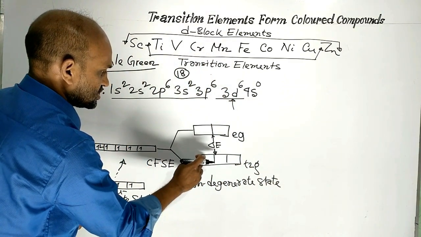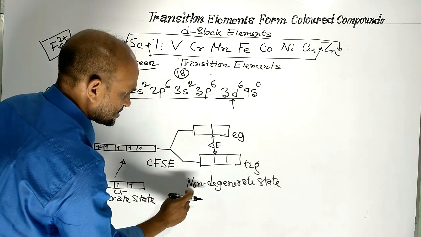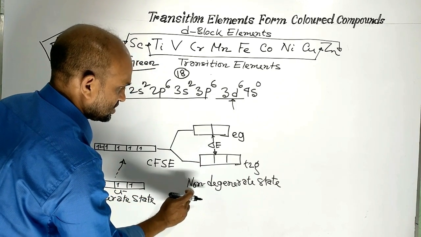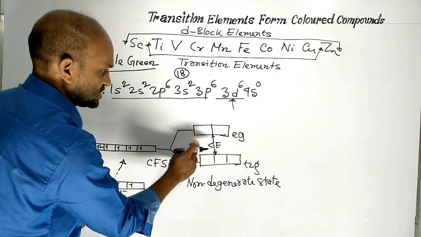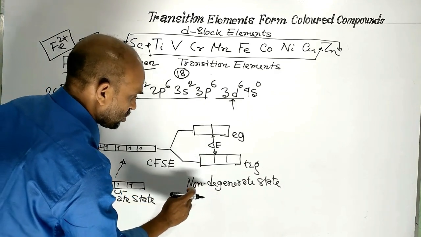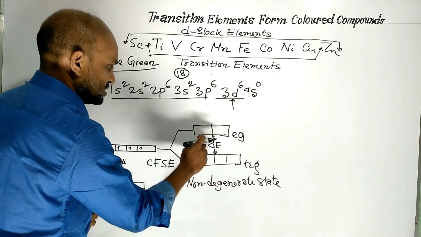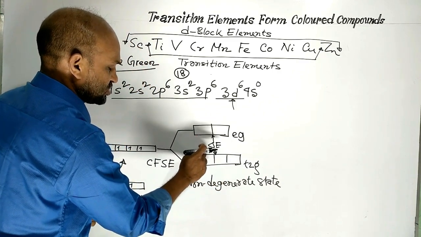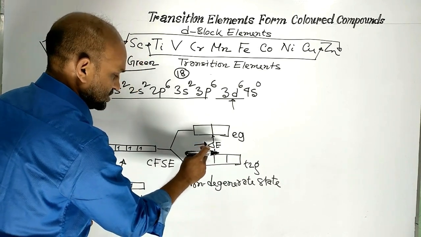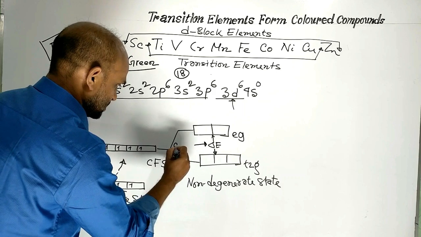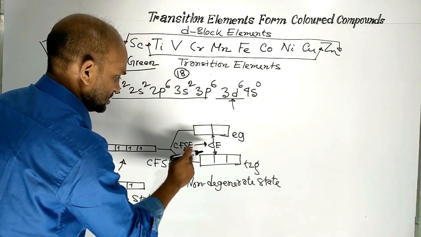Orbitals with different energies are called the non-degenerate state of orbitals. And here, this energy gap is created. This energy is called crystal field splitting energy.